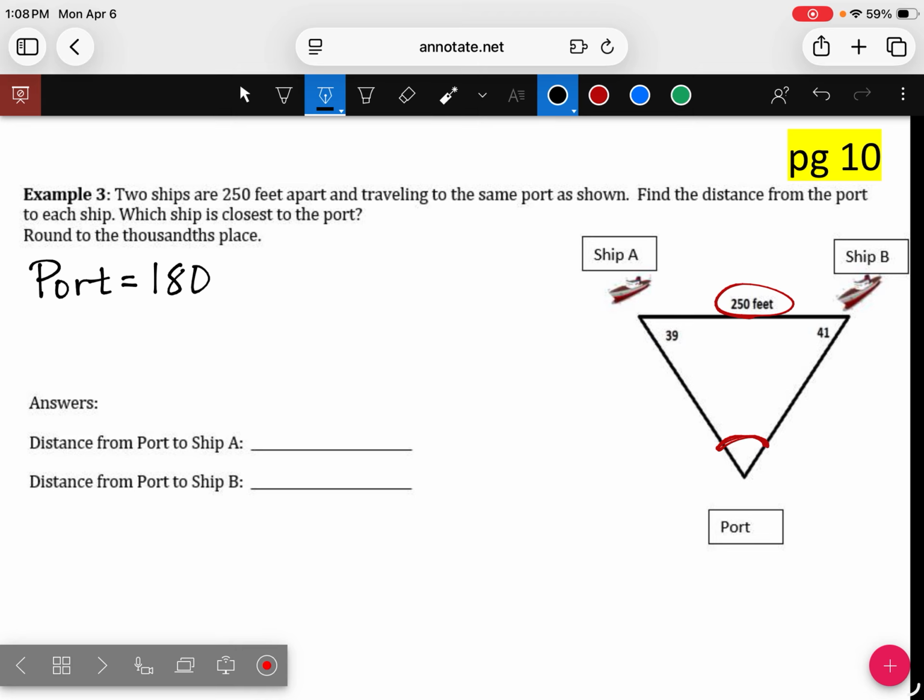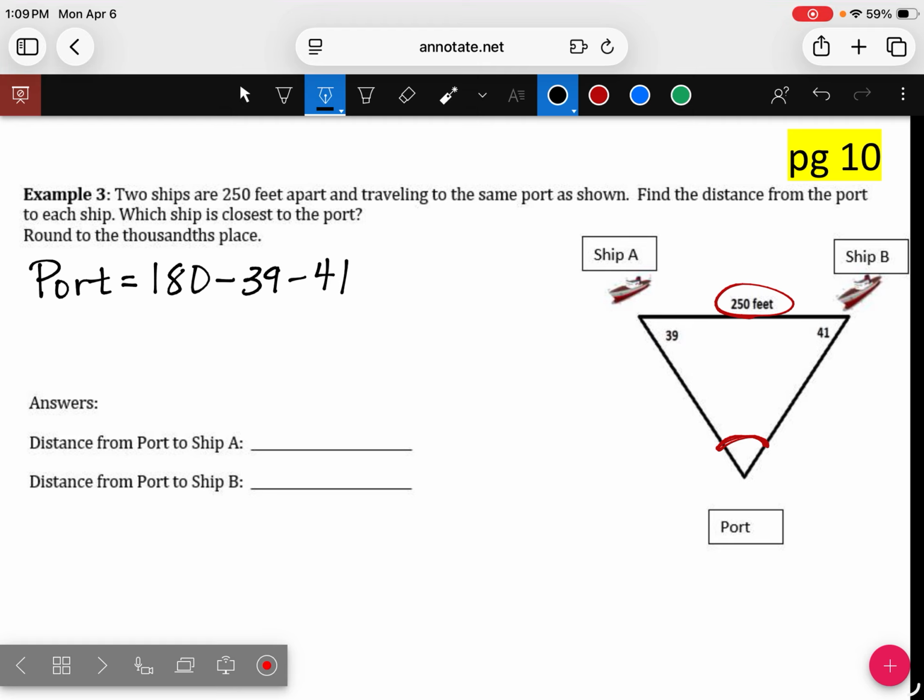Thank you. Robin, this is your pass for 130. All right, so we got 180 minus 39 minus 41. There you go. Go ahead and see what you get for the angle at the port. Evelyn, what did you get for the angle at the port? 100. Anybody else get 100?